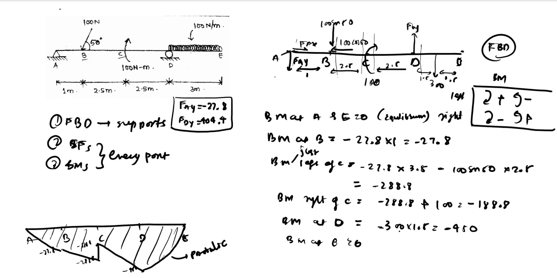So let us just check the values once. Bending moment at D, considering on the right, we have clockwise. Yeah, this is how you should draw your bending moment diagram. Thank you.